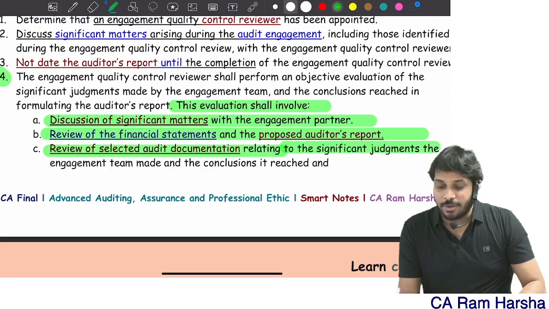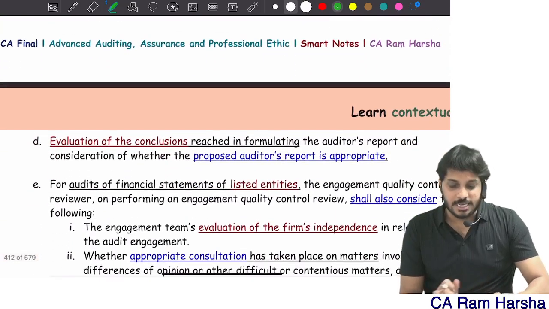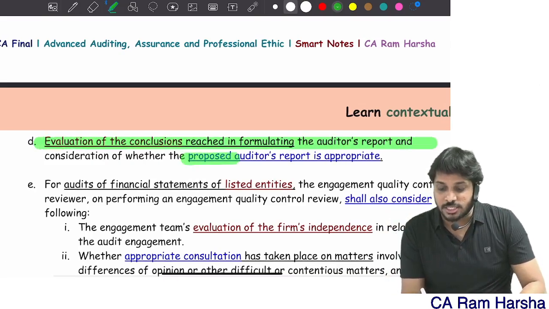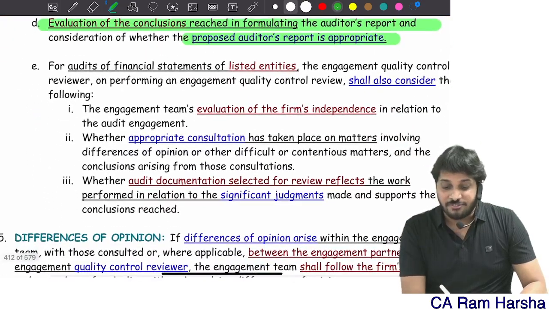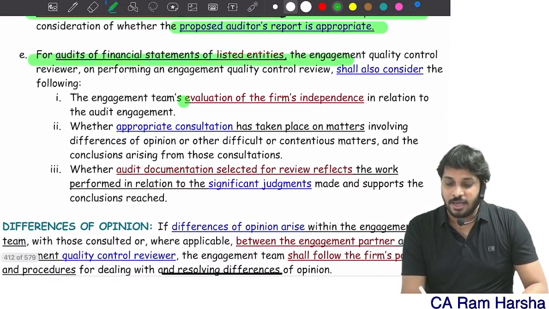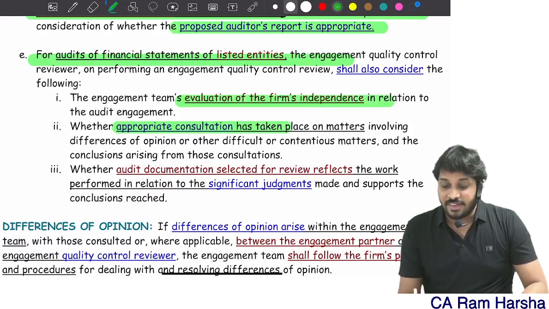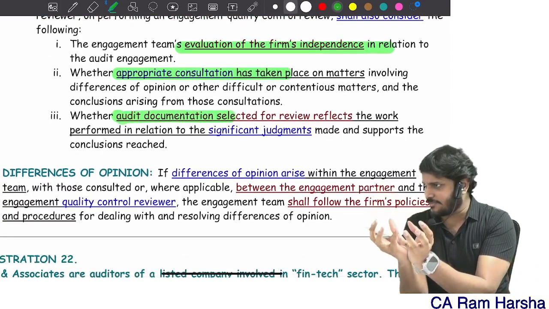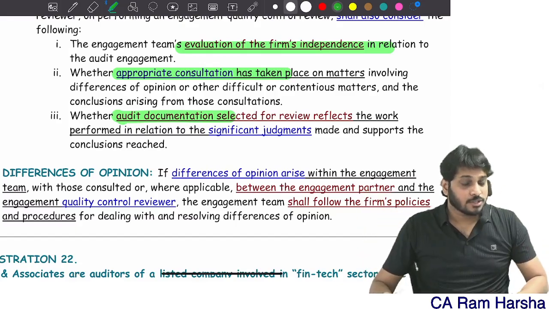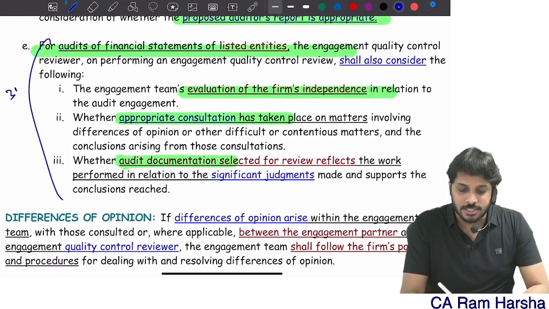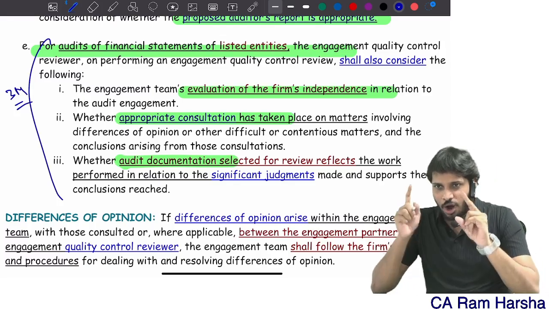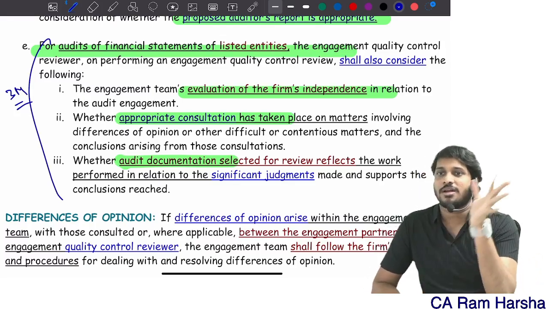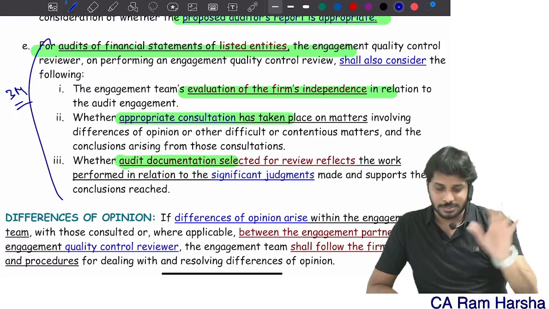Review of selected documentation: he will review just selected documentation and then see whether it is proper or not. He will evaluate the conclusions reached for the proposed audit report, correct or not. For listed entities specifically, you need to evaluate the firm's independence, and whether consultation has taken place correctly or not. Documentation he should select for certain significant issues and then verify that. So this is for listed entities. This itself can be asked as a 3 marks question. All these points we covered in SQC already. This is not something newly covered separately. Clear? All of you. That's it.